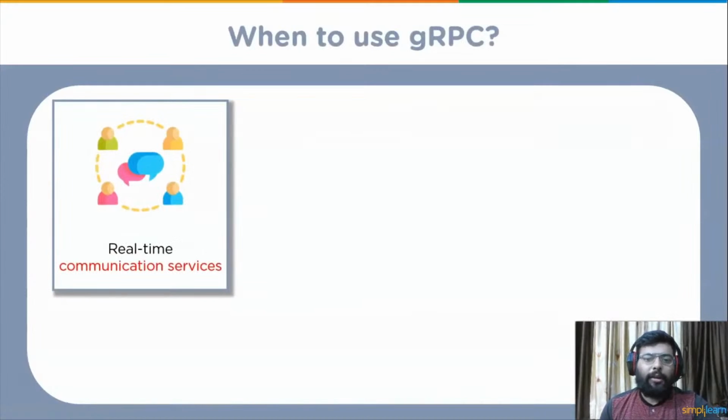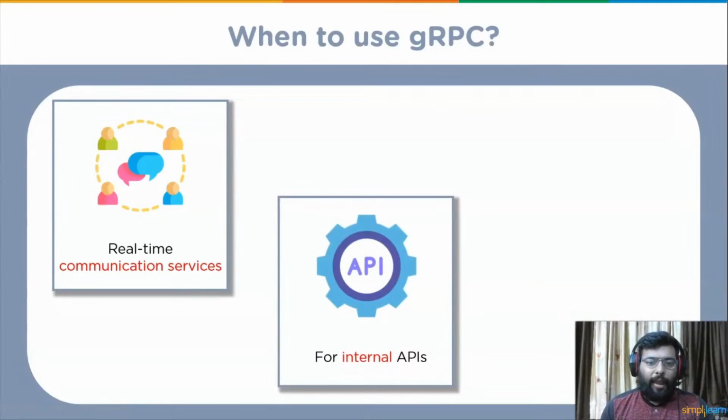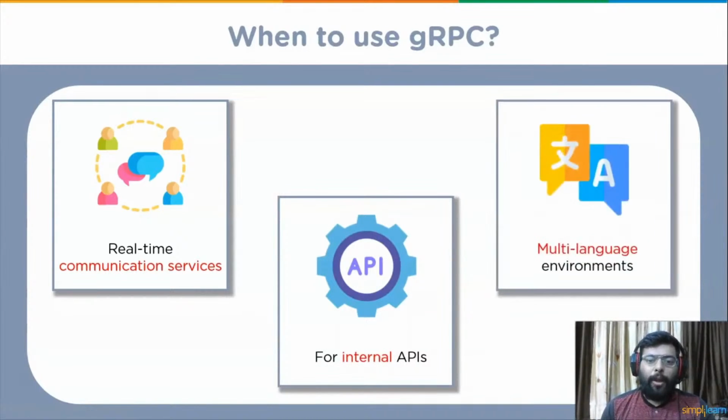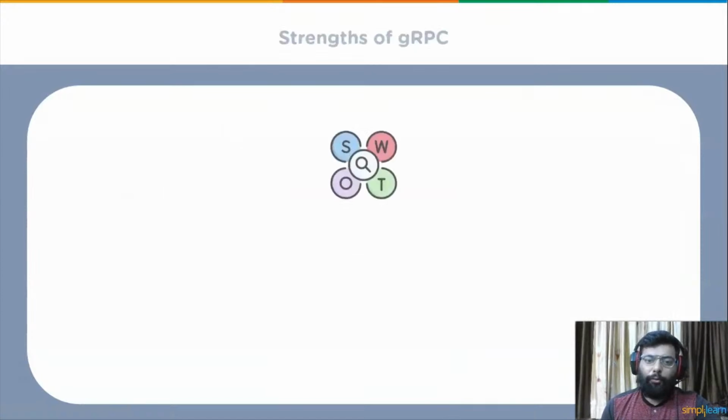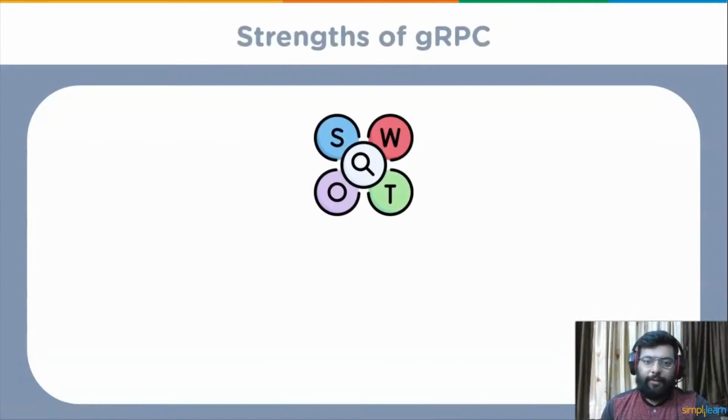gRPC is used in real-time communication services where you deal with streaming calls, and it's used when efficient communication is a goal, and it's used in multi-language environments, and moreover it is used in internal APIs where you don't have to force technology choices on clients, and it's also used in new builds as part of transforming the existing RPC API. Let's see gRPC strengths, which have increased the adoption over the old RPC design methods.